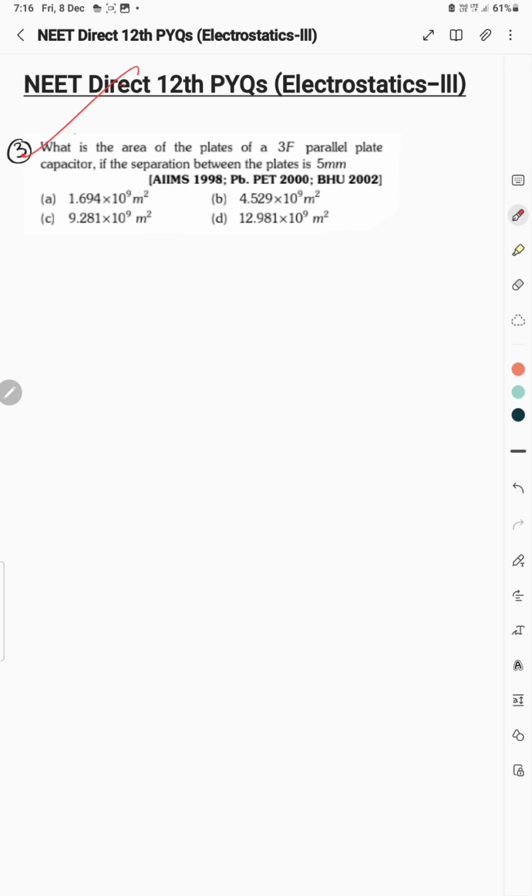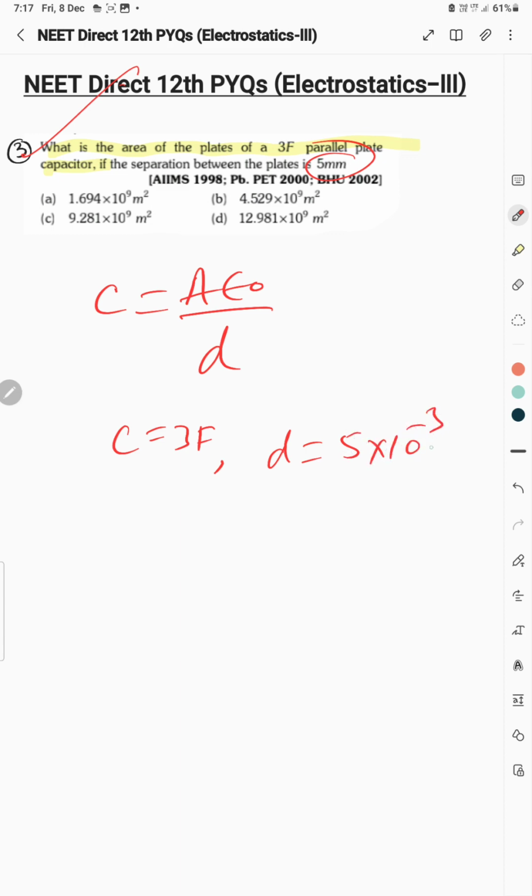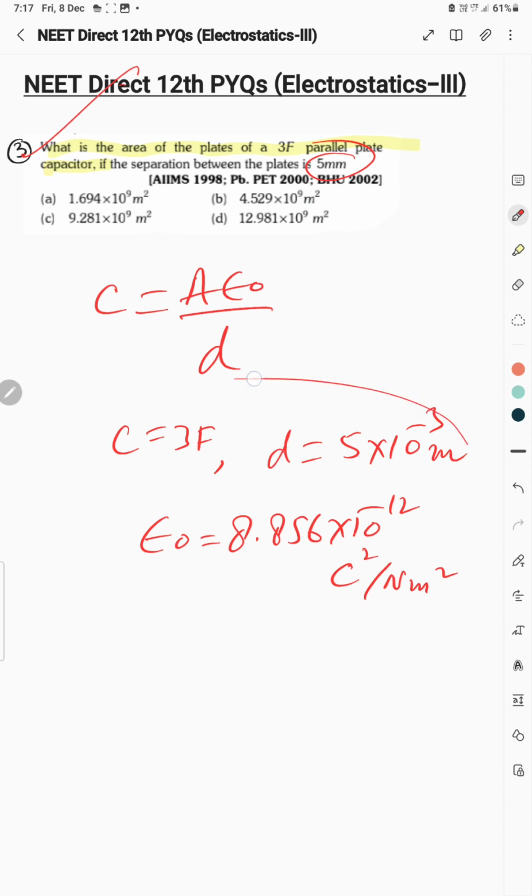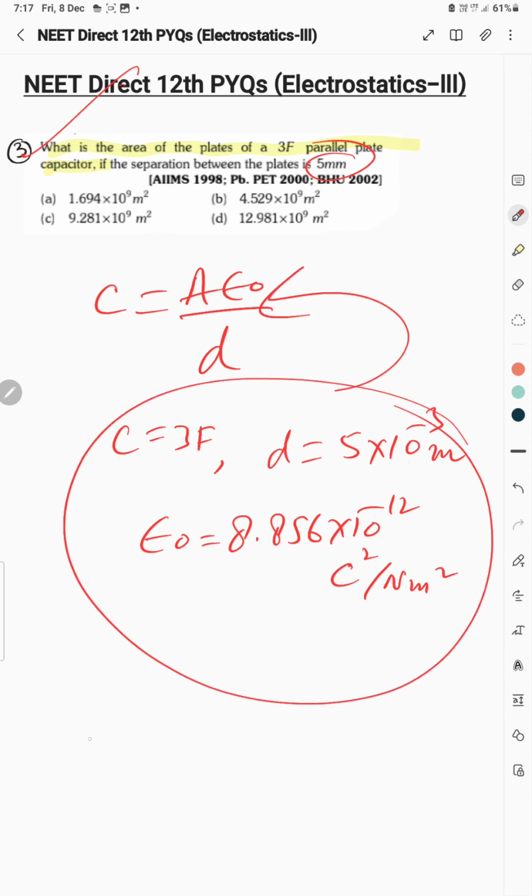Okay, now let's move on to question third. And the question is, what is the area of the plates of a 3 farad parallel plate capacitor? Let me write the formula. C means A epsilon naught by d. Here C is 3 farad. Separation is 5 millimeter, means d is 5 millimeter. Millimeter means so many meters. All right. And epsilon naught has a standard value 8.856 into 10 power minus 12 coulomb square per newton meter square. You put all these values here and see what you get.